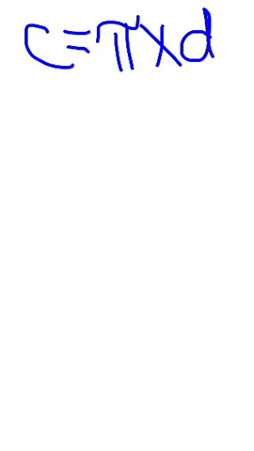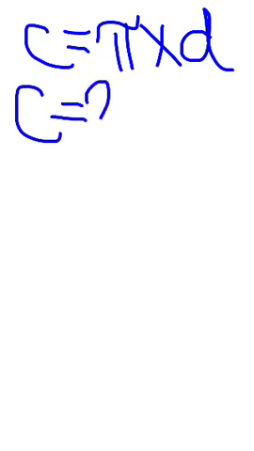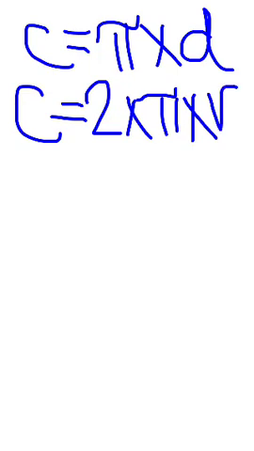To find the circumference for a circle, you have two formulas to choose from. If given the diameter, C is equal to pi times d, and if you're given the radius, use the formula C is equal to 2 times pi times r, where d and r represent your diameter and radius respectively.